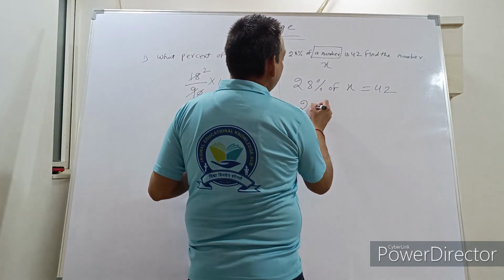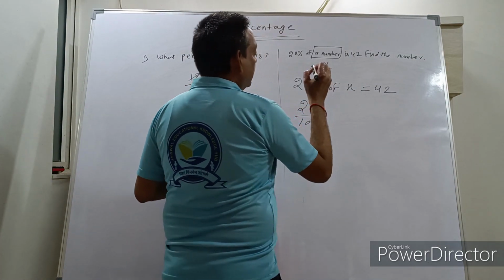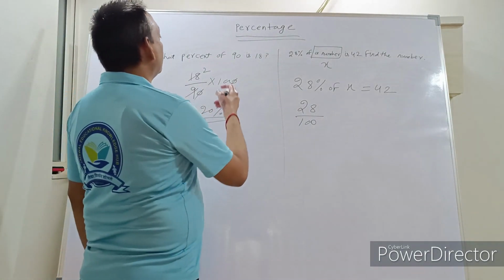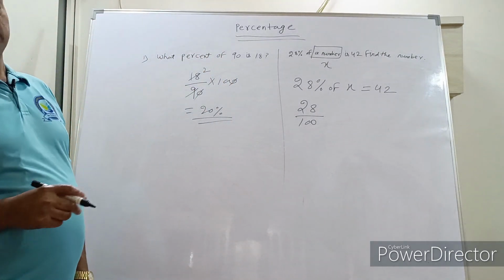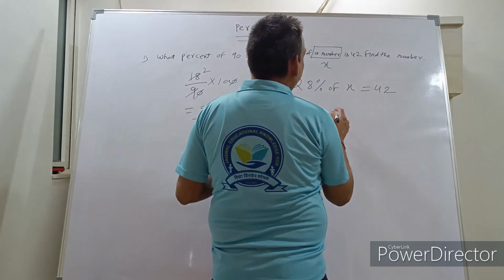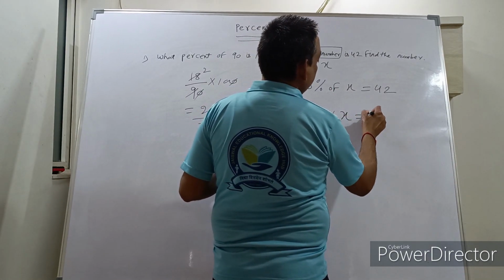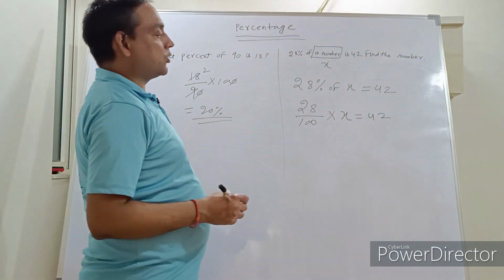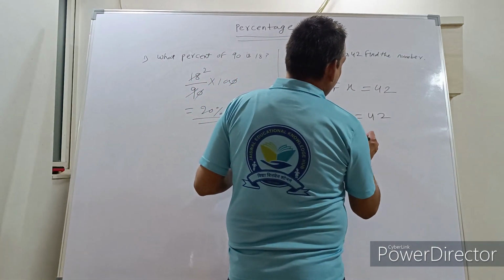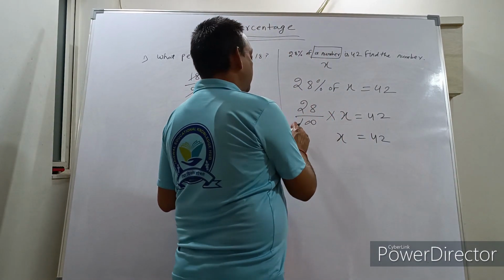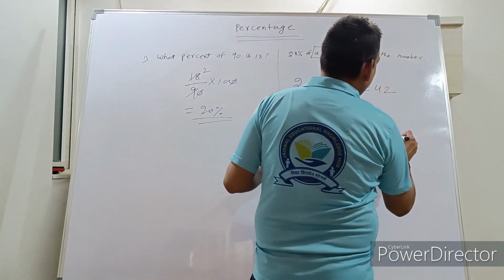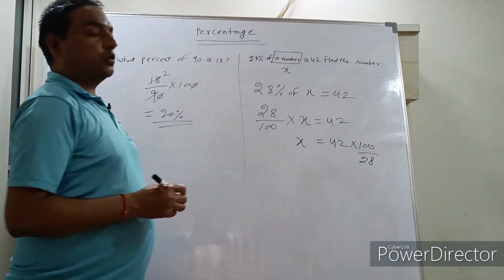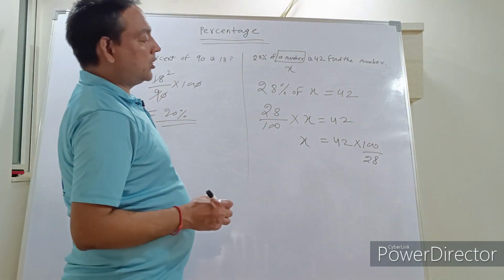Percentage given, it means what? Percentage means divide by 100. Whenever the percentage symbol is given, we divide by 100, and whenever we need the percentage, we multiply by 100. So here we divide by 100. Of means multiplication, so 28 upon 100 multiplied by x is equal to 42. So x is equal to 42 into 100 upon 28.